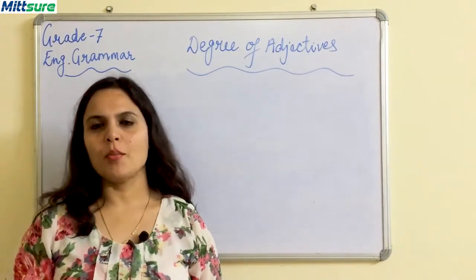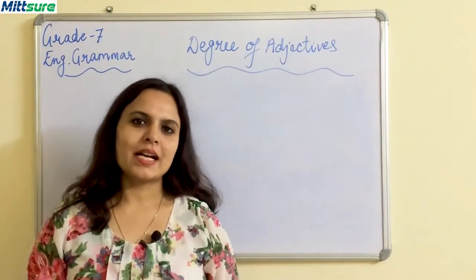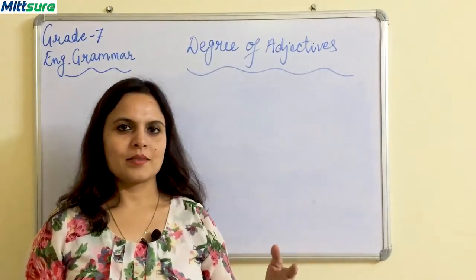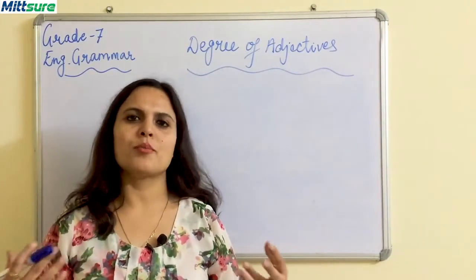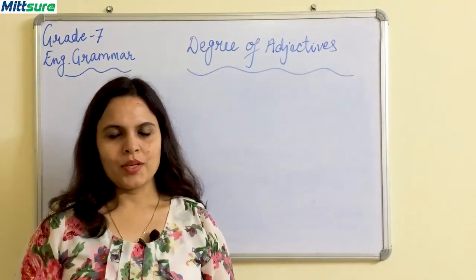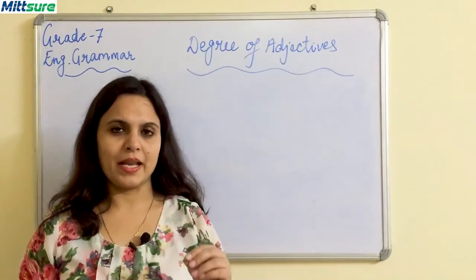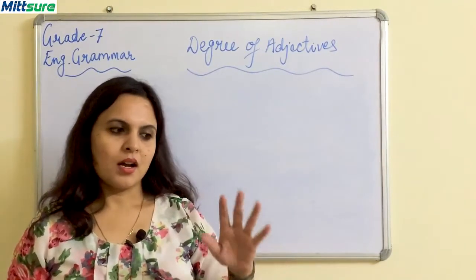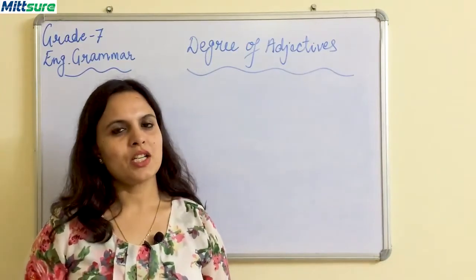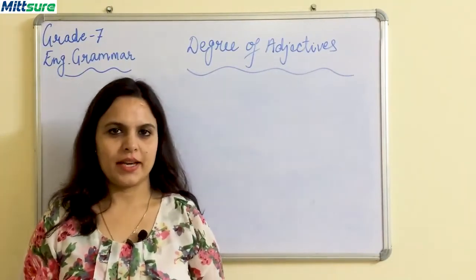So you already know about adjectives, that these are the describing words that describe the features, character traits, and other things about a particular person or a thing or any object around you. When we talk about adjectives, we know that they help us to define a particular noun and object in a detailed manner, right? When we are talking of the degree of adjectives, right?